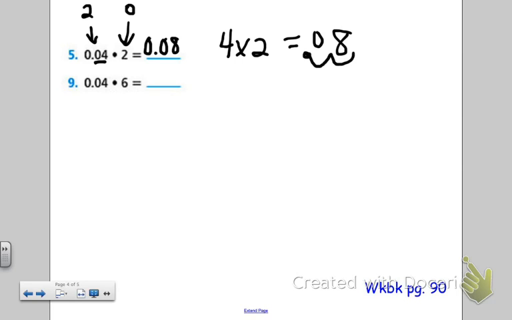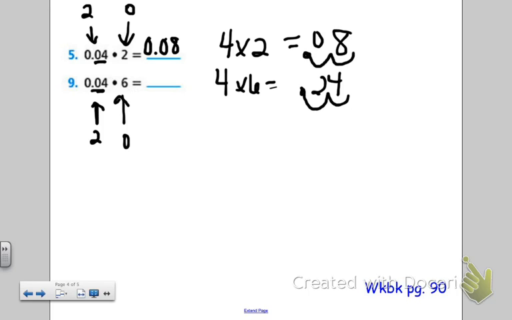Now for 4 hundredths times 6, again, I'm going to ignore the decimal points. That's basically 4 times 6, which is 24. And I've got 2 decimal places there, none there. So it's a total of 2 decimal places total. I'm going to end up with 24 hundredths, 0.24.